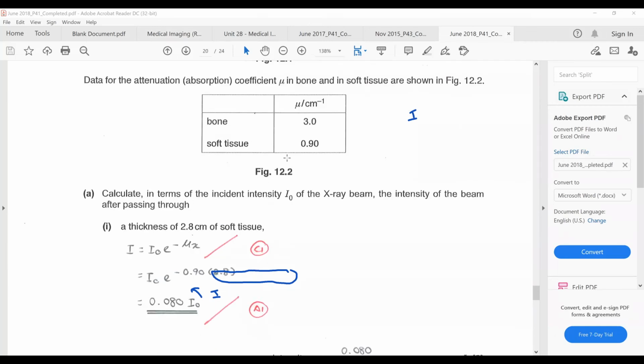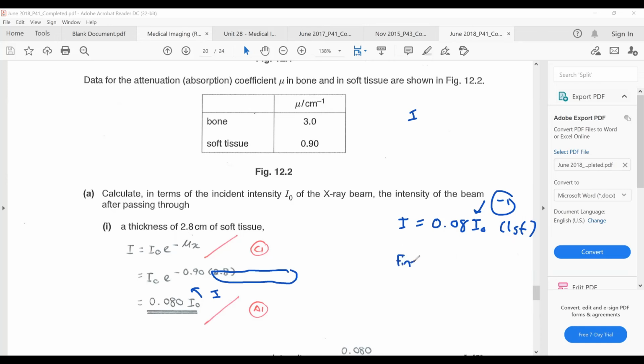So this one is just a simple matter of putting in your answers, applying the equation I equals I naught exponential negative mu x. Just put that in, and you get 0.080 I naught. Another thing I should mention is that you should be careful about your final answer. If you write this as I equals 0.8 I naught, this is 1 SF. Normally, if you do something like this, they will deduct 1 mark because your SF is too little.